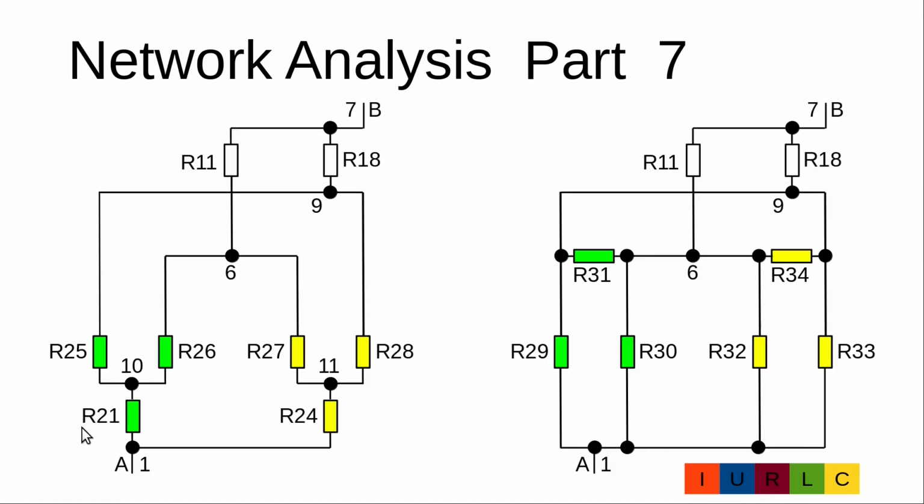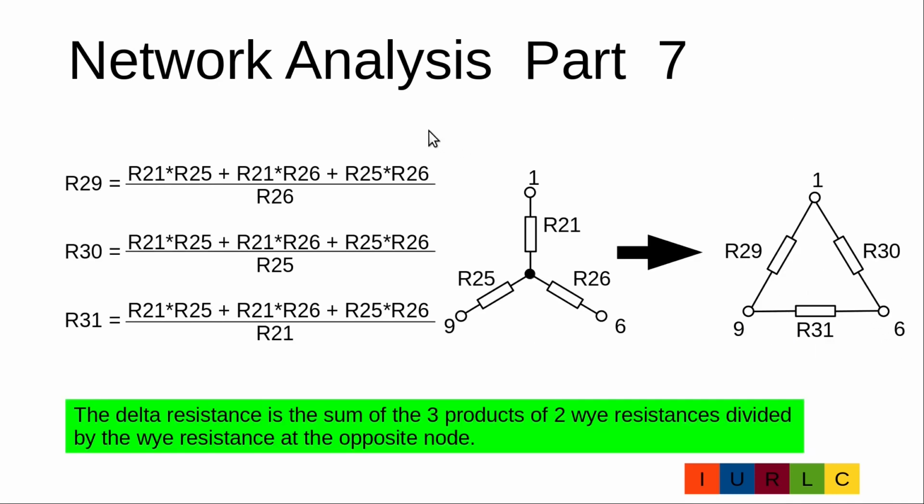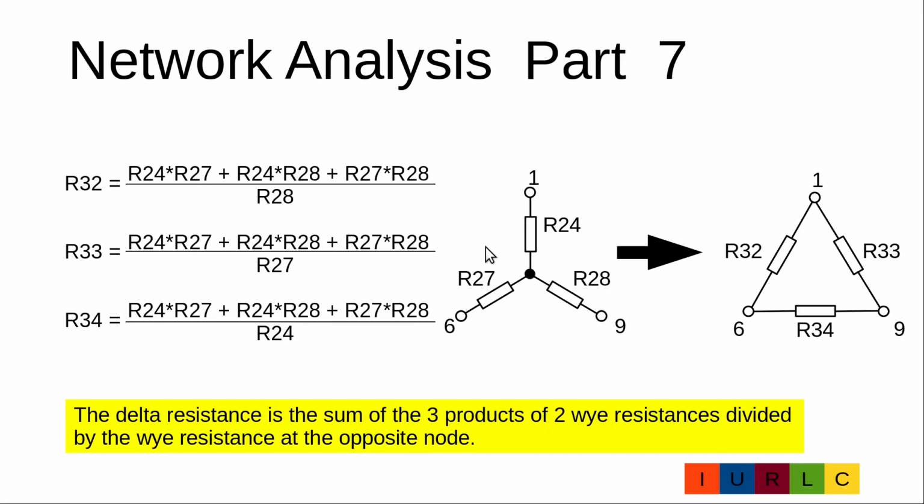Now we will transfer the Y connection R21, R25, R26 into the delta connection R29, R30 and R31, and the Y connection R24, R27, R28 into the delta connection R32, R33 and R34. Here are the formulas to calculate R29, R30 and R31. And here are the formulas to calculate R32, R33 and R34.